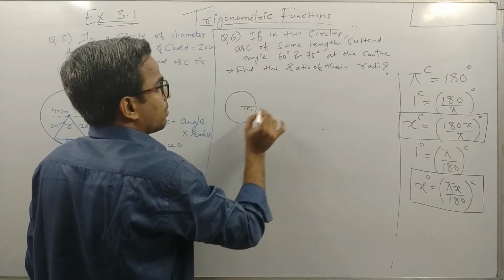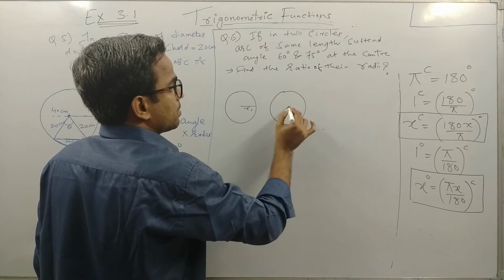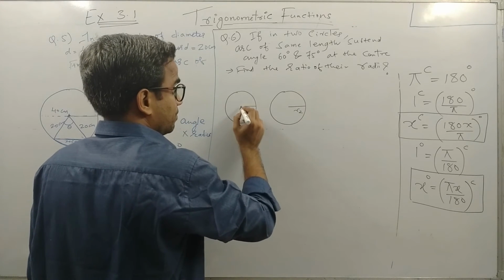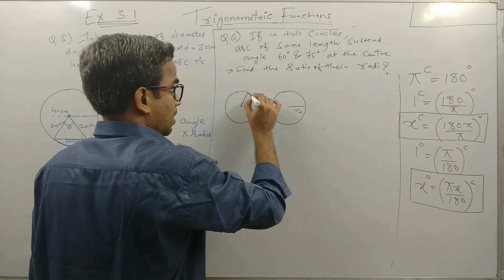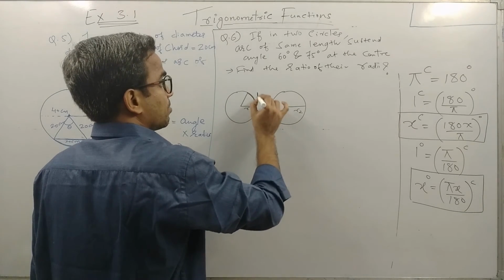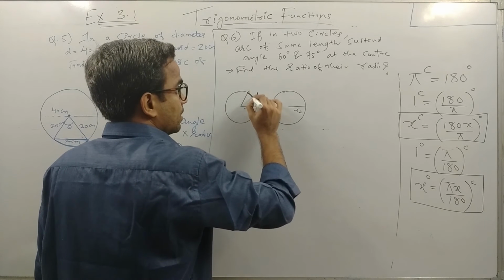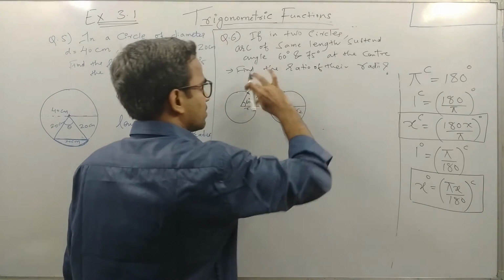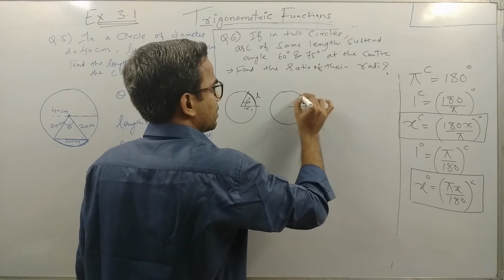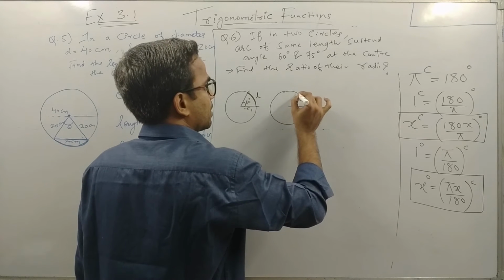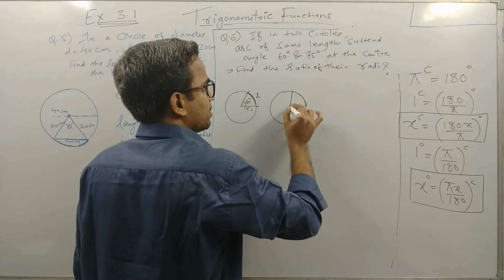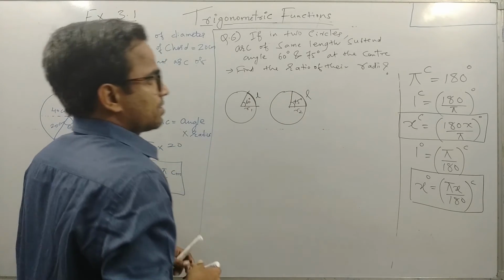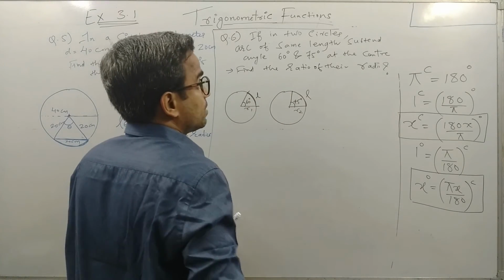One is of say radius R1 and another is of say radius R2, of the same length subtended at the angle. So suppose there is some arc length L. That much arc length L subtends an angle of 60 degrees at the center. And if I take the same arc length here, that gives me suppose 75 degrees. So both the arc lengths are the same.